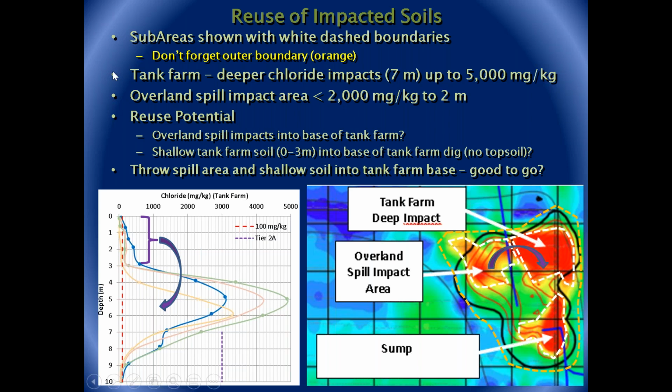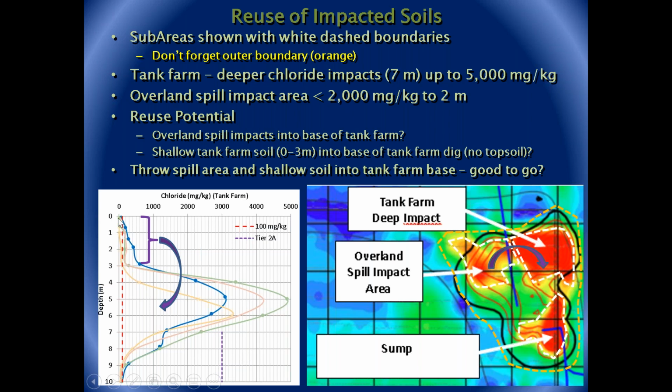We found in the tank farm area, there were concentrations of chloride up to 5,000 parts per million. The impacts were relatively deep. At least the heavier impacted material was down to 7 meters. We didn't get closure until about 10 meters. And you can see that on this vertical profile chart over here. So we have chloride concentrations on the x-axis. We have depth along the y-axis. So this red dashed line, this is our 100 milligram per kilogram chloride delineation criterion. And here's our guideline that we calculated.